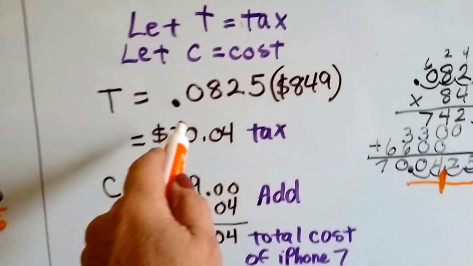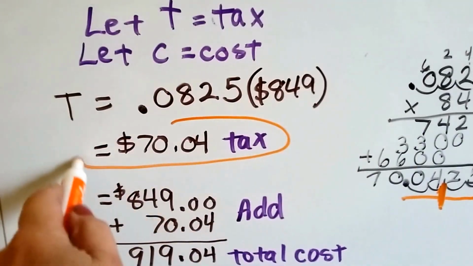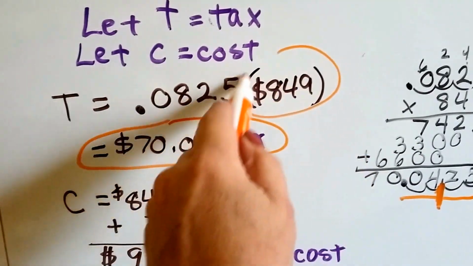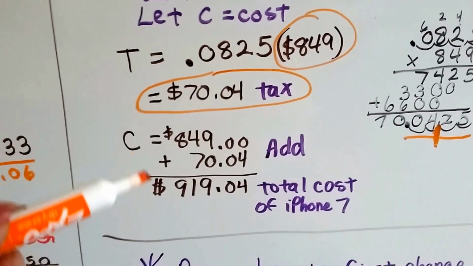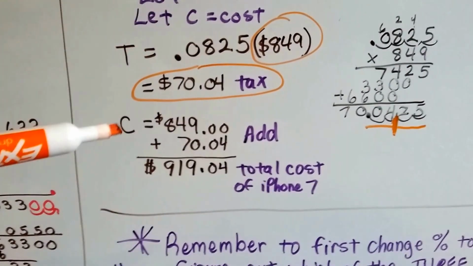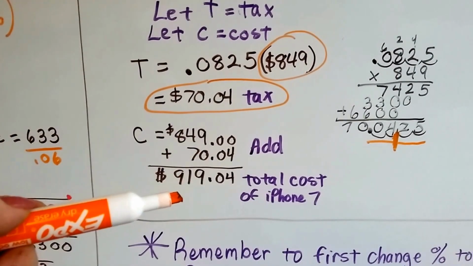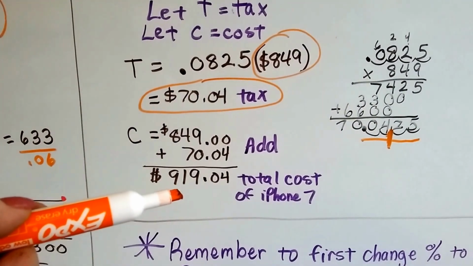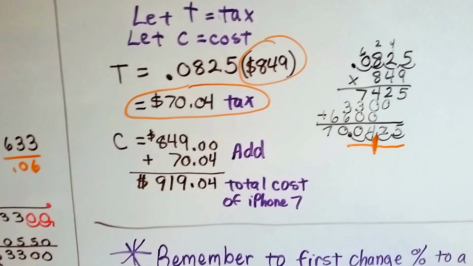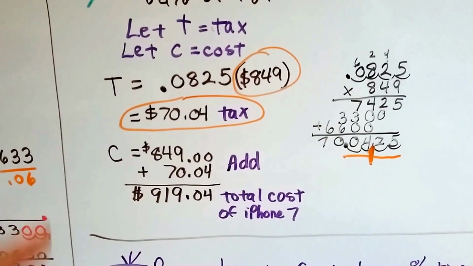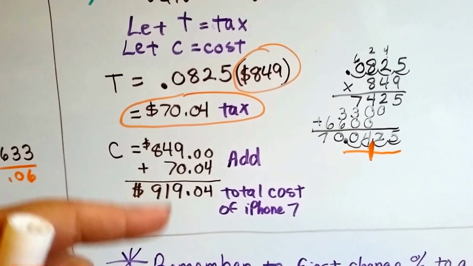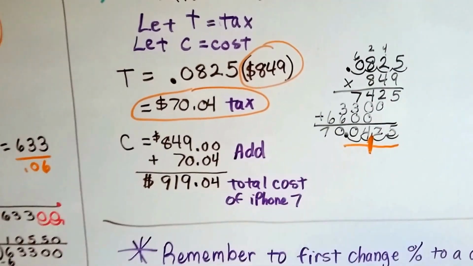So now we know the amount of the tax. And we know the amount of the phone, don't we? So now all we have to do to get the cost, C, is to add the amount of the phone to the amount of the tax. And when we do, it comes out as $919.04. So that's the total cost of the iPhone 7. So we have 2 answers, the amount of the tax and the total amount of the phone, okay?